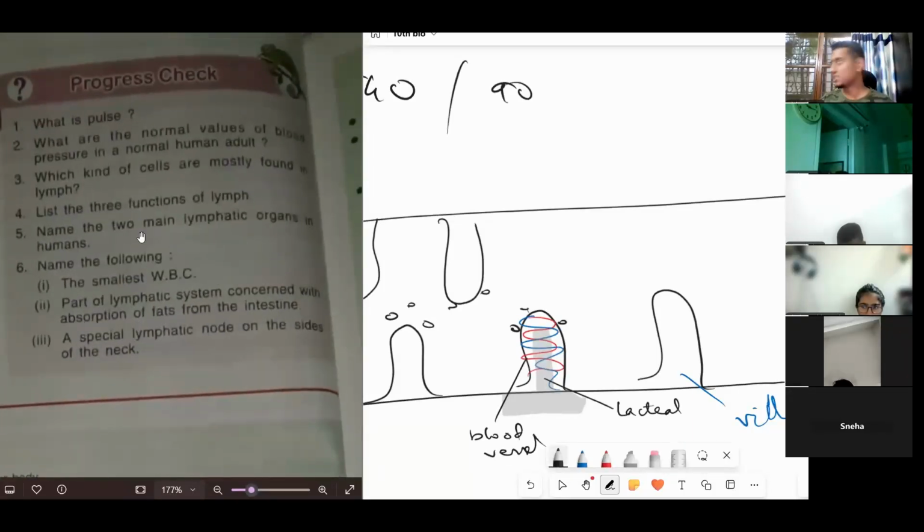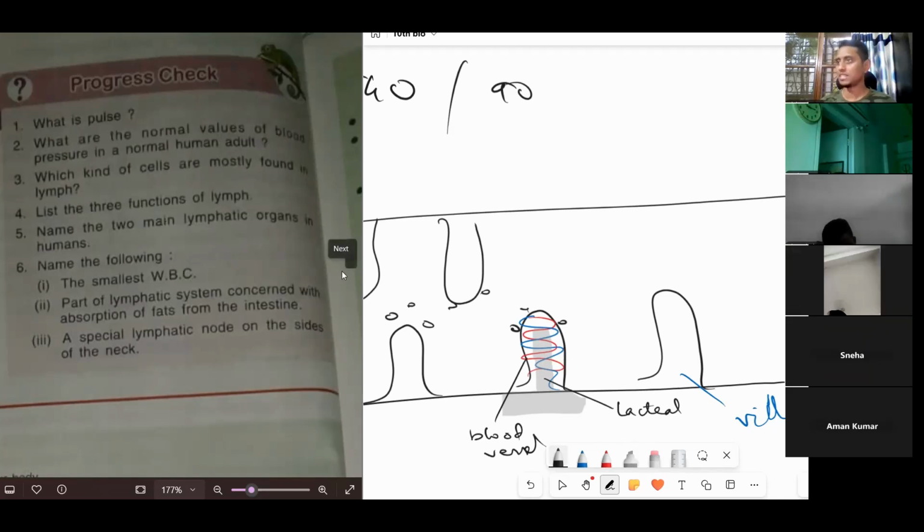Okay, just answer these. What is pulse? Pulse is the alternate expansion and elastic recoil. Okay, there's a definition in the book which Ahmed read. So that is your artery expanding and contracting because of the heartbeat. And that can be felt in all the arteries in your body.